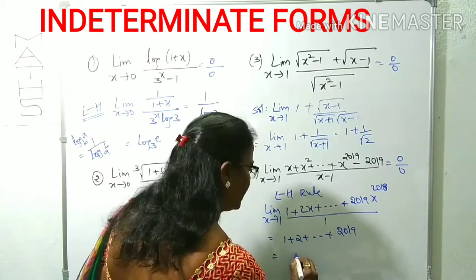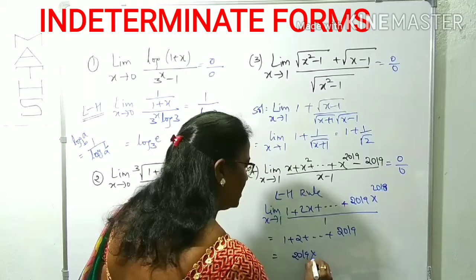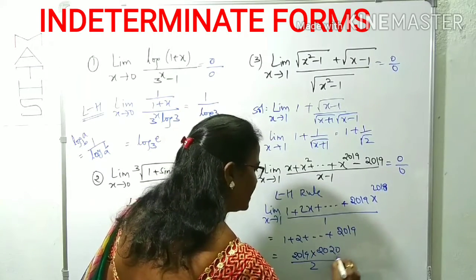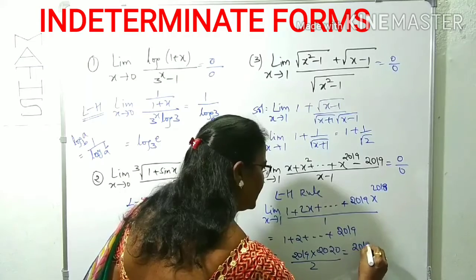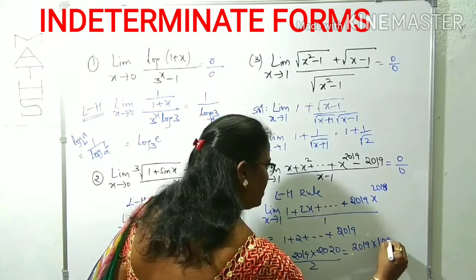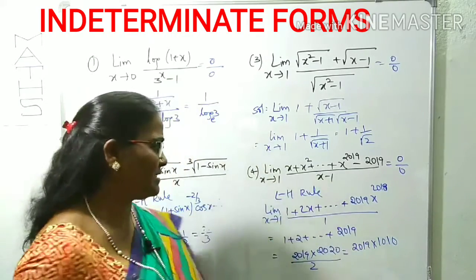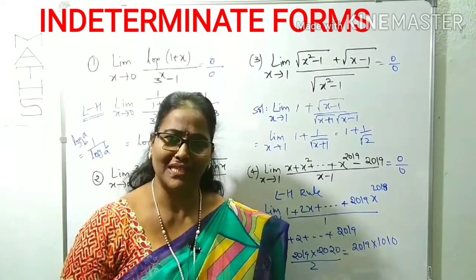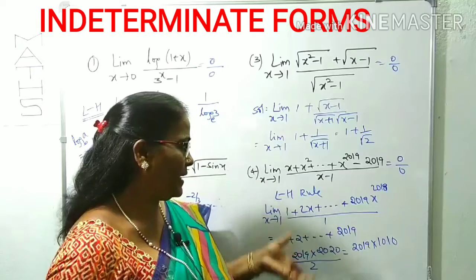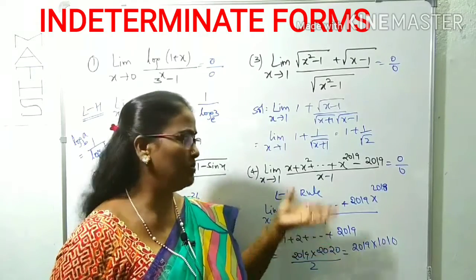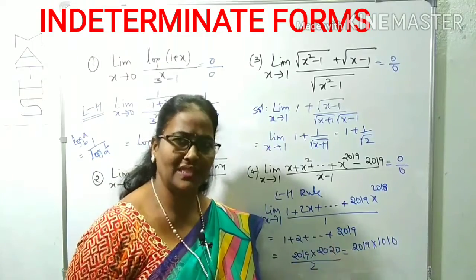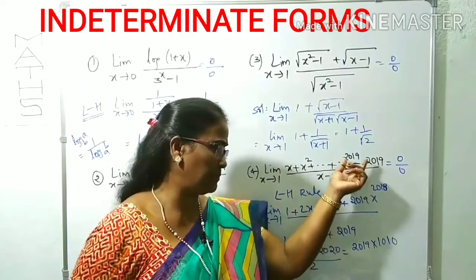In place of n, we get 2019 into n plus 1, 2020, by 2. By simplification, again 2019 into 1010 we can get. By simplification you can get the answer, which you can calculate from your side. Is it clear? Here also I did only L'Hospital rule, because it is in the form of 0 by 0. L'Hospital rule is easy for this. Is it clear?